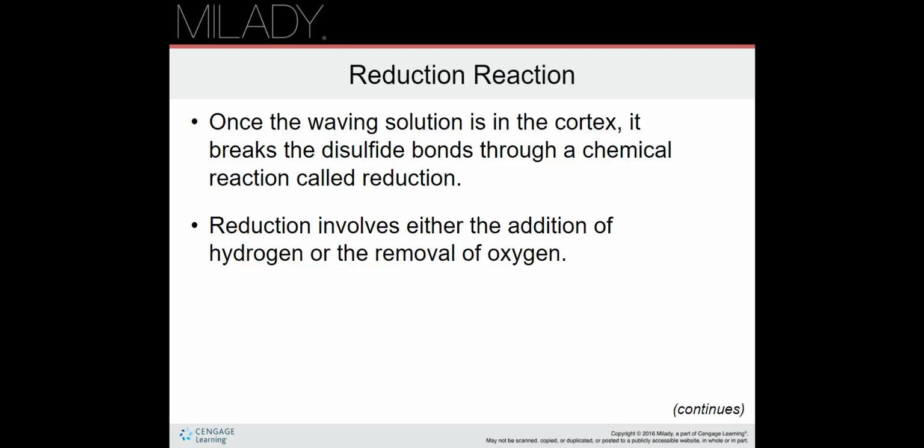Once the waving solution is in the cortex, it breaks the disulfide bonds through a chemical reaction called reduction. So that's important to remember. Reduction involves either the addition of hydrogen or the removal of oxygen. So either one would be a reduction. So either the addition of hydrogen, so adding water, or the removal of oxygen.